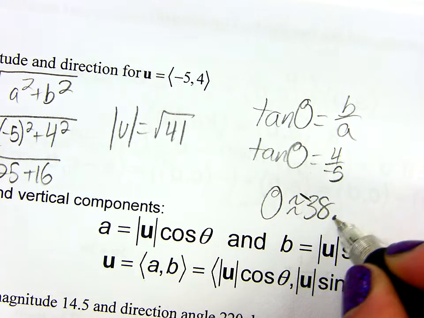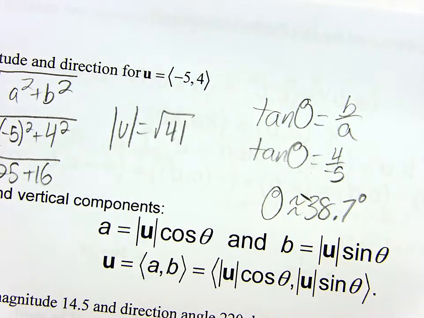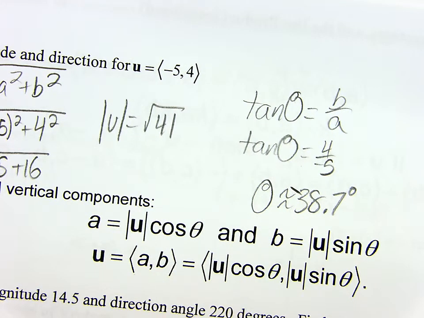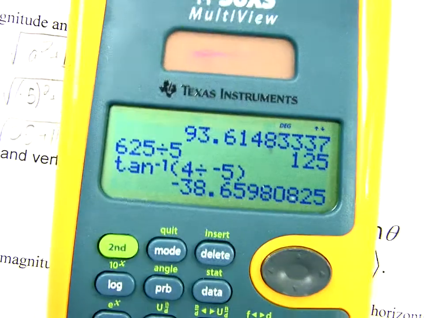Negative 38.7 degrees. What did you type in? Inverse tan, and then 4 over negative 5. You got it. Here's my screen if you want to see it.